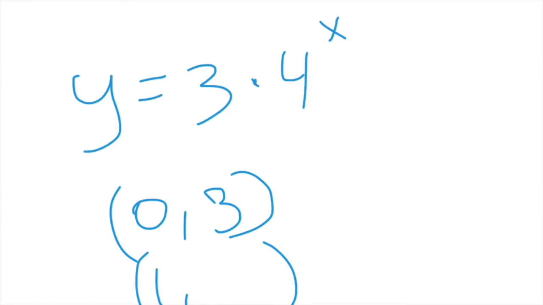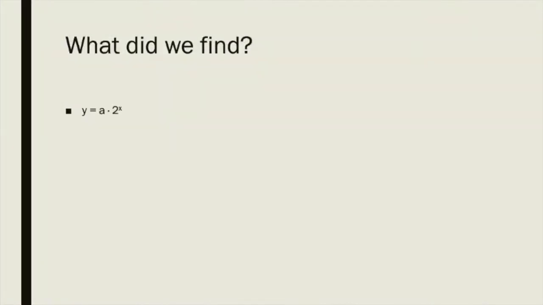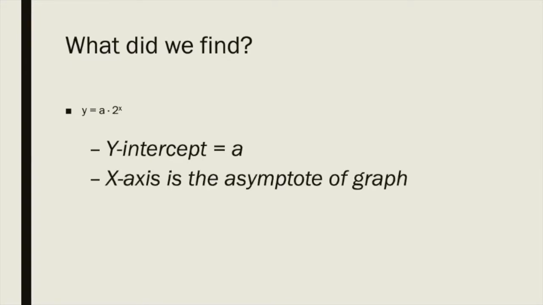And you know that the x-axis is your asymptote. So when you graph it, you'll have your 0, 3 and your 1, 12, and then you'll have it going through. Okay? What did we conclude? We have concluded that the y-intercept is a. We've concluded that the x-axis is your asymptote of the graph.